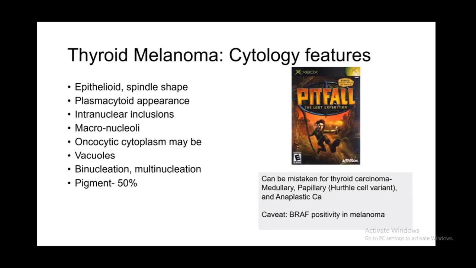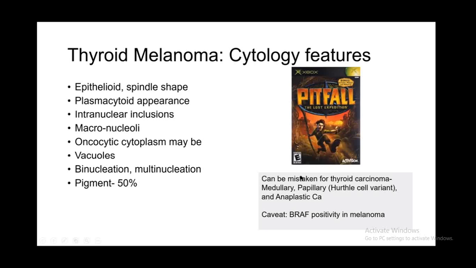And the pitfall, the important point about the cytology of melanoma in thyroid is that it can be mistaken for thyroid carcinoma: medullary carcinoma, papillary carcinoma, and anaplastic carcinoma. That is mainly because the cytology features can overlap with these tumors. They can show epithelioid and spindle-shaped plasmacytoid appearance, intranuclear inclusions, macronucleoli, oncocytic cytoplasm, vacuoles may be present, and binucleation and multinucleation can be seen. Only half of the tumors would show pigment.